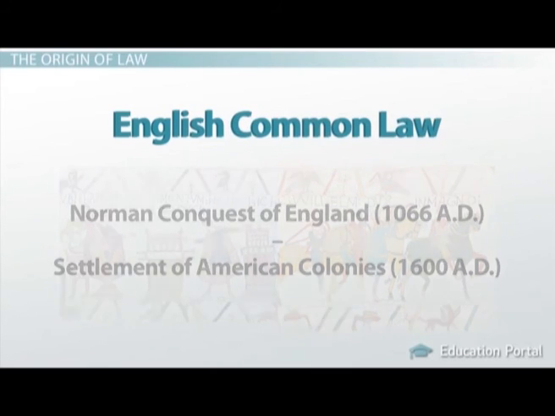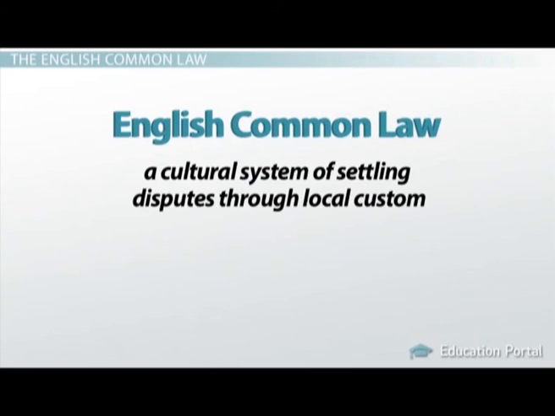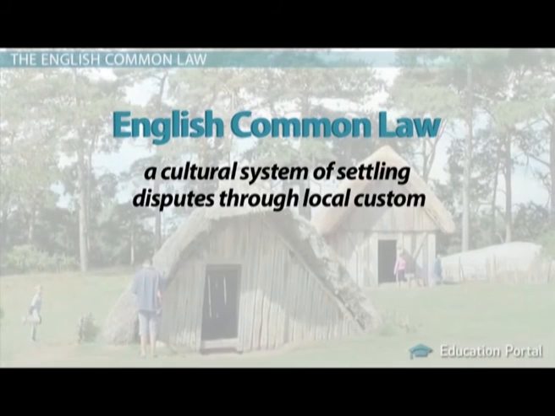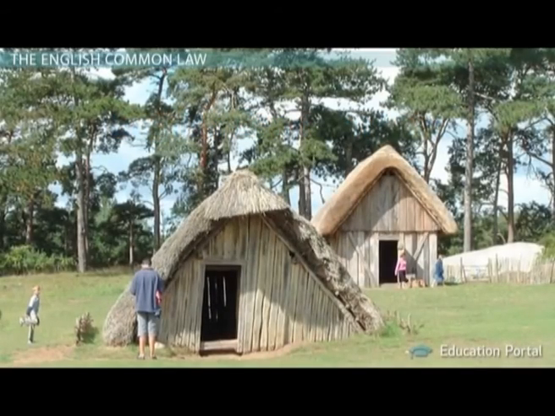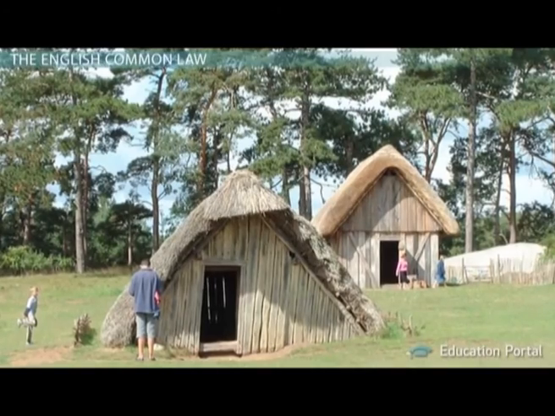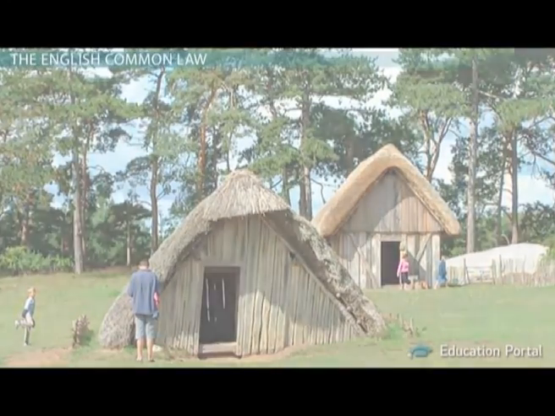The English common law is based on a cultural system of settling disputes through local custom. The early tribes of England each held their own set of customs. But this system became increasingly formalized as those early tribal peoples came together and organized. These ancient customs are the basic principles that eventually became part of the American system of justice.